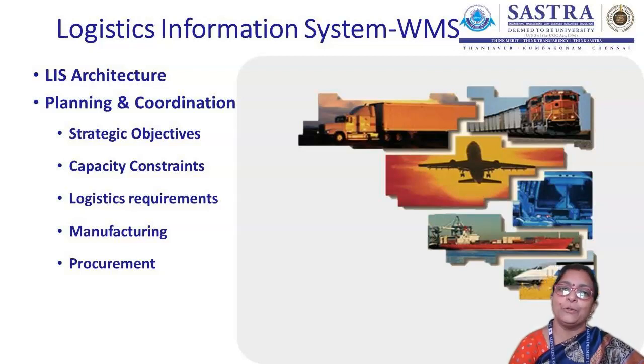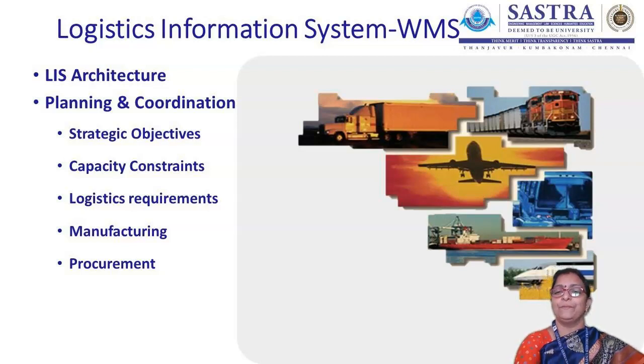What are the components of planning and coordination? The strategic objectives, the capacity constraints, the logistics requirements, the manufacturing requirements, and the procurement requirements. These are all the specific components which are part of our planning.